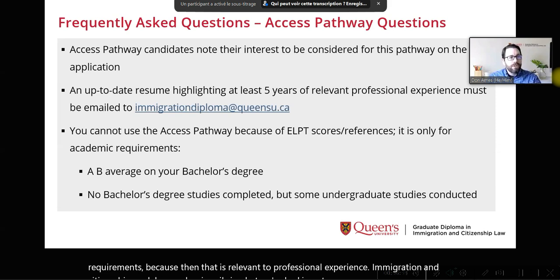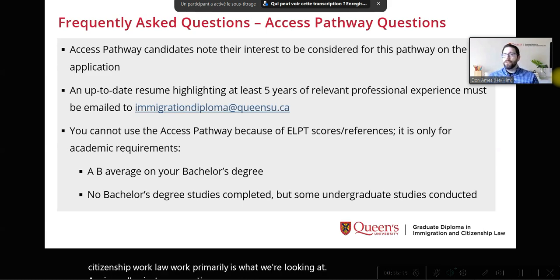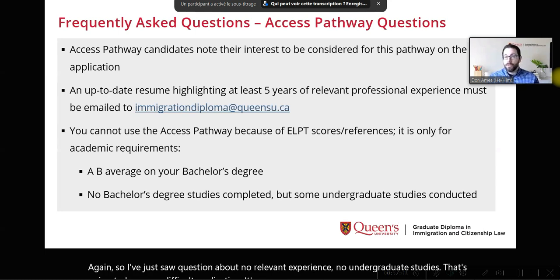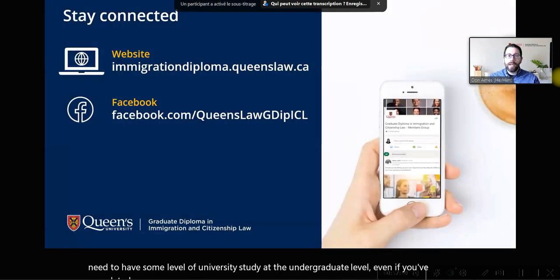Again, I've just saw a question about no relevant experience, no undergraduate studies. That's going to be a very difficult application. It's not going to work, to be completely honest. You need to have some level of university study at the undergraduate level. Even if you've completed a diploma program, make sure that you have some sort of university studies.